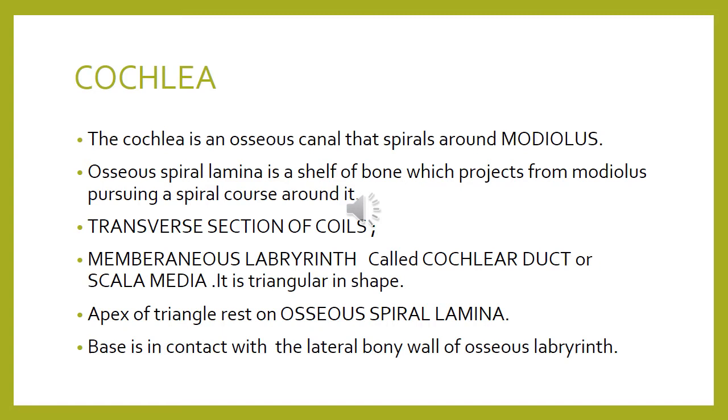Now, when we take the transverse section of these coils, we find that there is present a membranous labyrinth, which is called the cochlear duct or the scala media. And this scala media is triangular in shape. You should know where the scala media is extending. The apex of this triangle rests on the osseous spiral lamina, while the base is in contact with the lateral bony wall of the osseous labyrinth.